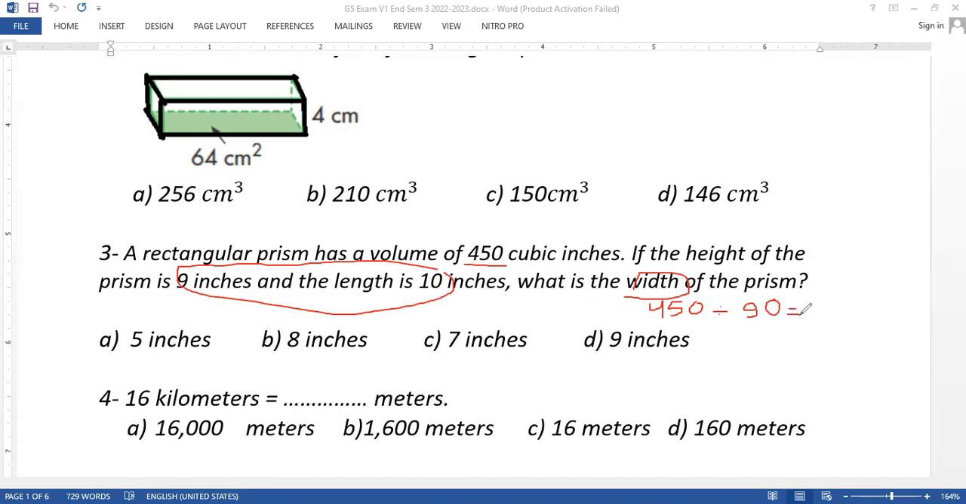How do we divide 450 by 90? We can simplify 0 with 0. Now 45 divide 9 equals 5. So the width will be 5 inches.